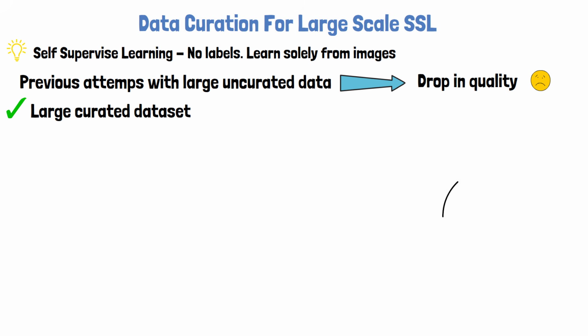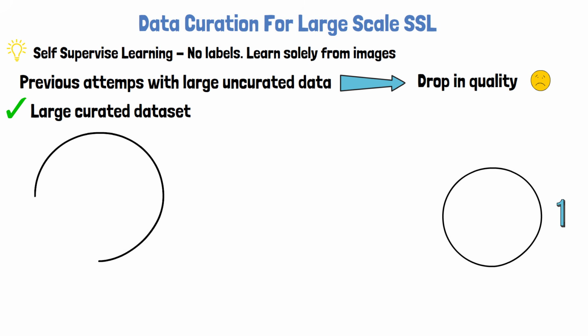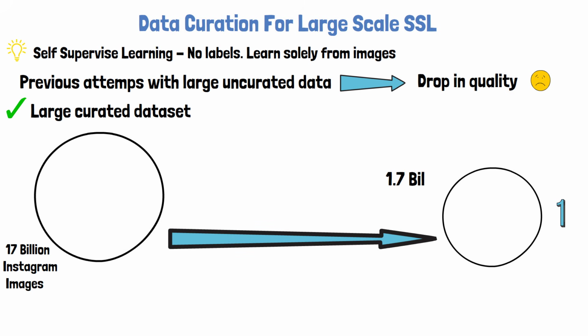For DINOv3, the researchers curated 3 different datasets. For the first one, they begin with a massive pool of 17 billion Instagram images and extract 1.7 billion images out of it. This dataset is called LVD-1689M. The images were selected by clustering DINOv2 embeddings to ensure balanced coverage across domains.